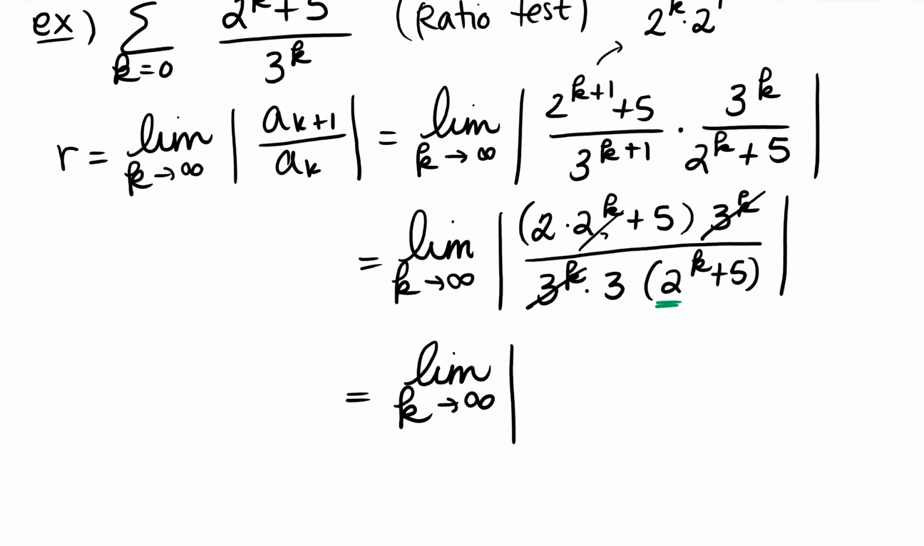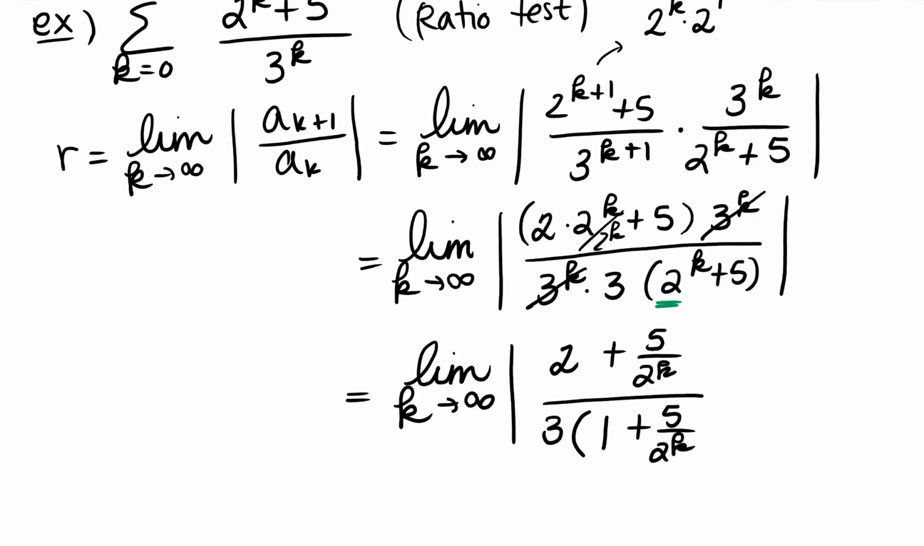So if I divide this by 2 to the k, that just leaves me with a 2, and then I'm going to have plus 5 over 2 to the k. And then on the bottom, that 3 is just going to stay. This 2 to the k divided by 2 to the k is 1, and then I'm going to have plus 5 over 2 to the k. So see how that was a nice way to show us what is going to happen.